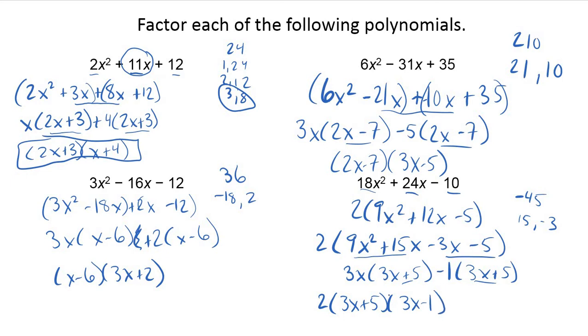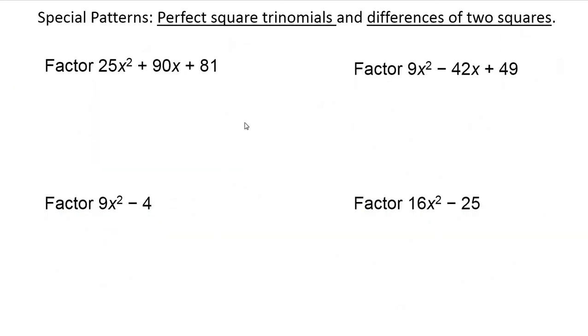Just trying to show you a few. Let's look at some special patterns. Now, perfect square trinomials, differences of two squares. You don't need to know these, by the way, to be able to factor. All of these will factor doing exactly what I just showed you, but sometimes just understanding a couple patterns can help make it simpler. For example, look at this guy. If I multiply 25 and 81, that's a big old honking number. You could pull out your calculator, you could start going through, but recognize something.